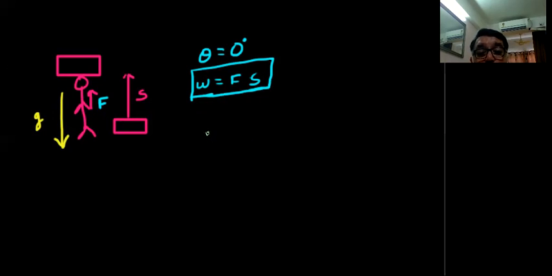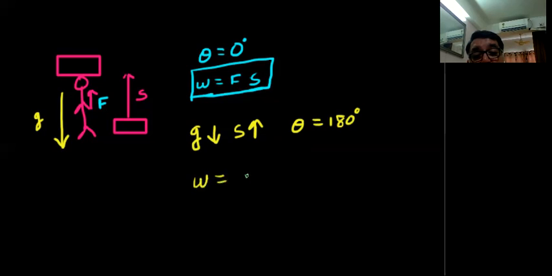So if you want to find the work done against gravity, the direction of the force is acting vertically downwards and the direction of the displacement is vertically upwards. So theta equals 180 degrees. So in that case, work equals F into S into cos 180 degrees, where we say work equals minus F into S.